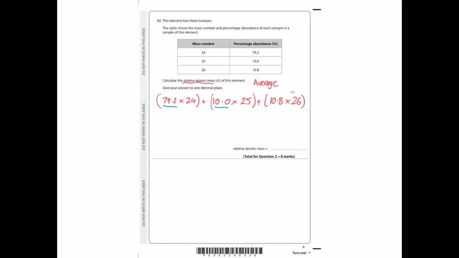I then divide that by the total abundance, which in this case, as it's a percentage, is going to be 100. That then leaves me with a final answer for the relative atomic mass of 24.316. I then look at the information I'm given in the question, which is all to 3 significant figures, which means my final answer is actually 24.3.